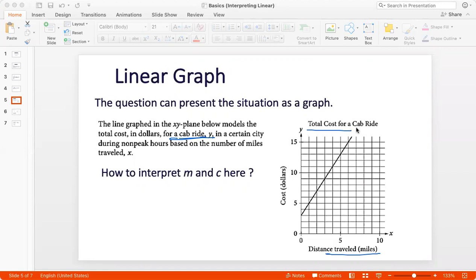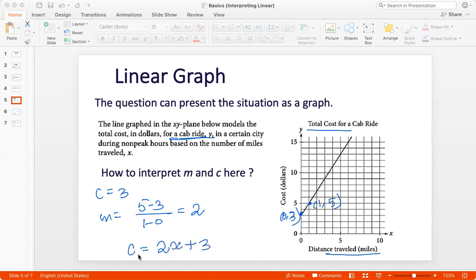How do you interpret M and C here? So the first thing is I first look at C. I know that C is 3. And for M, I take (0, 3) and (1, 5). So my M will be 5 minus 3 divided by 1 minus 0, which is 2. So my cost is 2x plus 3, right? That is my cost, where x is the number of miles traveled and C is the cost.